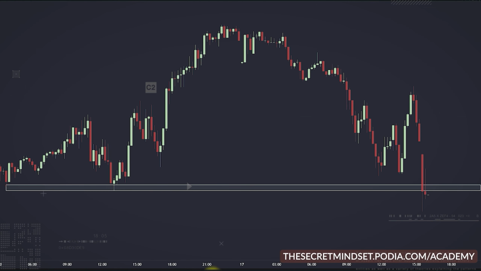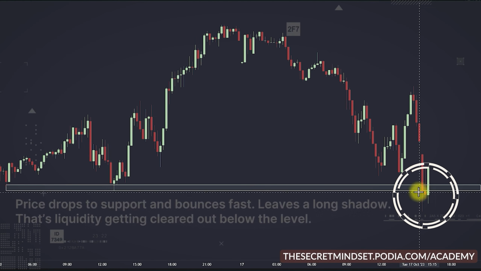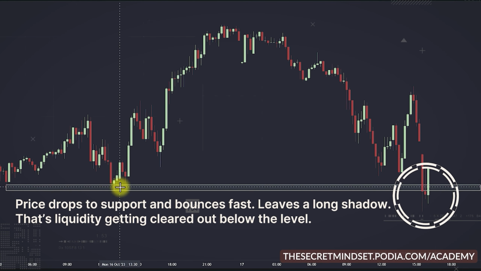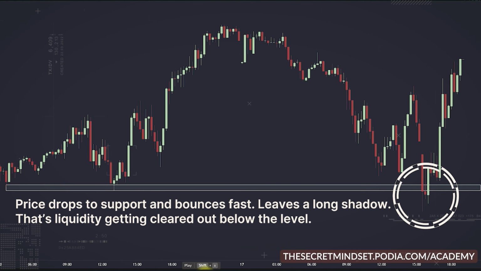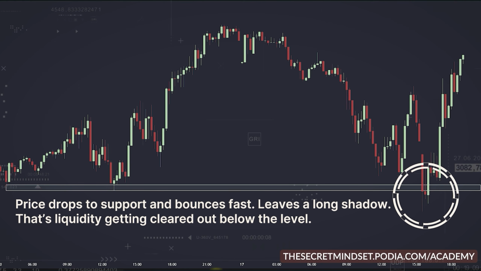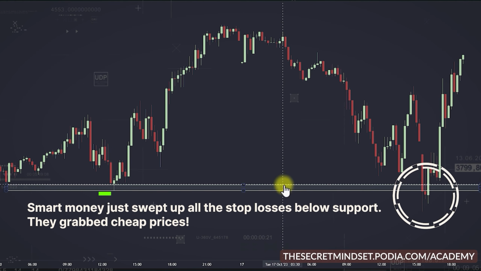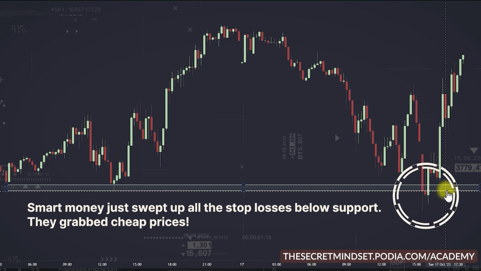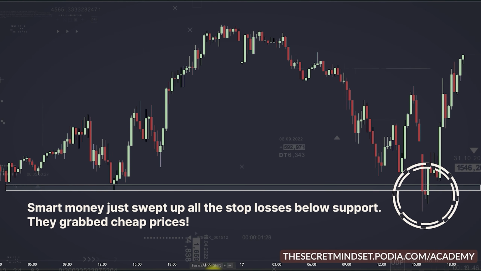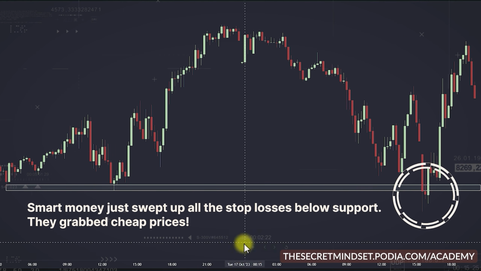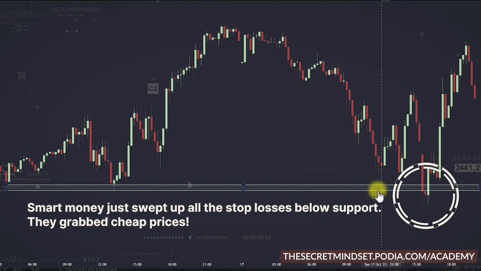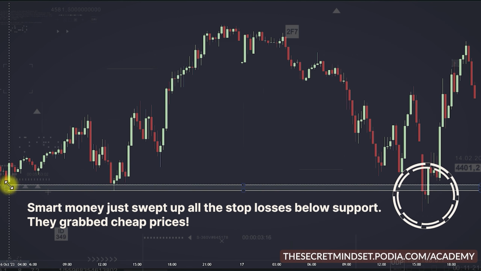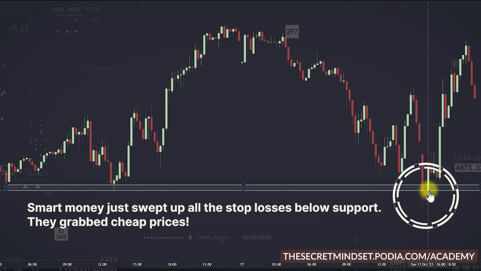Now here's what I look for instead. Price drops to support and bounces fast, hard. Leaves a long shadow on the candle. That's liquidity getting cleared out below the level. That shadow tells me something big. Smart money just swept up all the stop losses below support. They grabbed cheap prices. Now they want price higher. That's where I buy, not at the clean level everyone sees, at the broken level where smart money just loaded up. This trade works 10 times better than buying clean support.